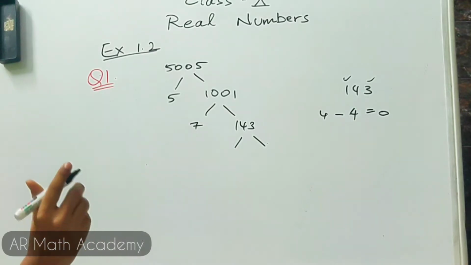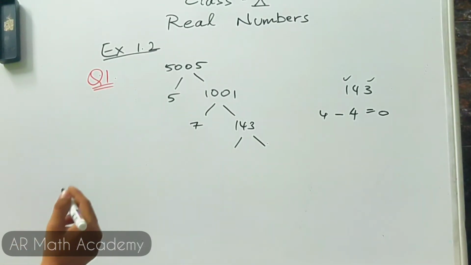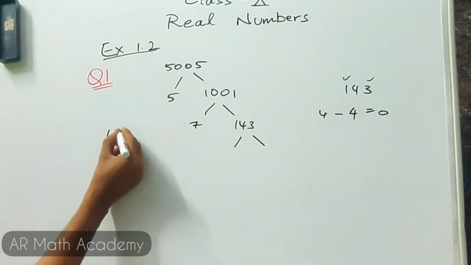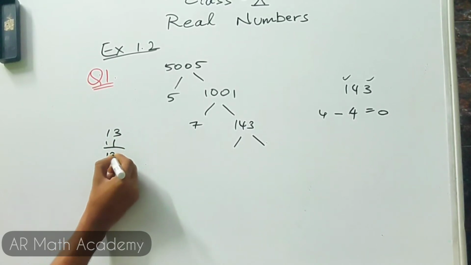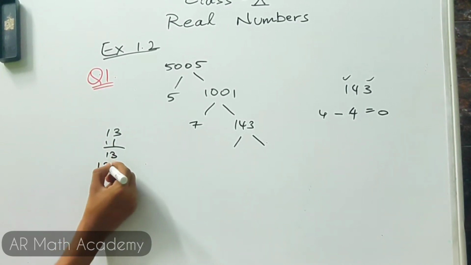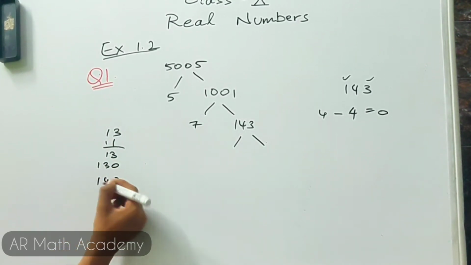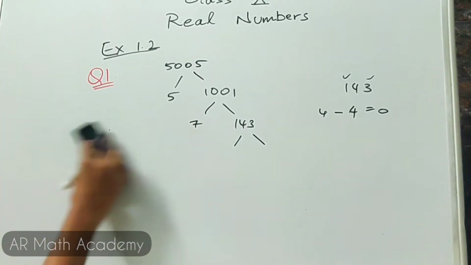So let me take the case of some other number. Let me take 13 into 11. What is 13 into 11? 13 plus 130 will give me 143. Okay, this is 13 into 11, right?